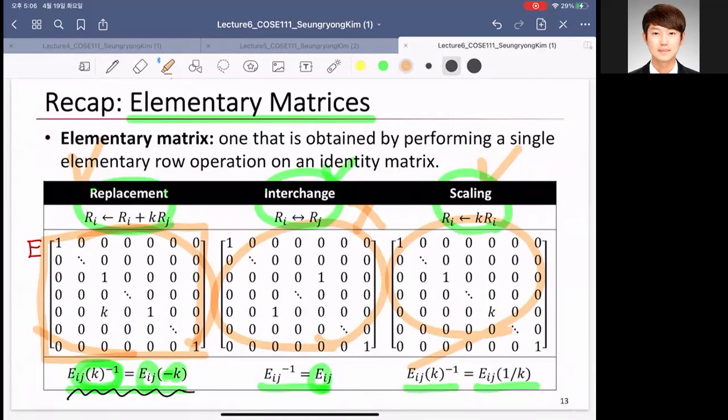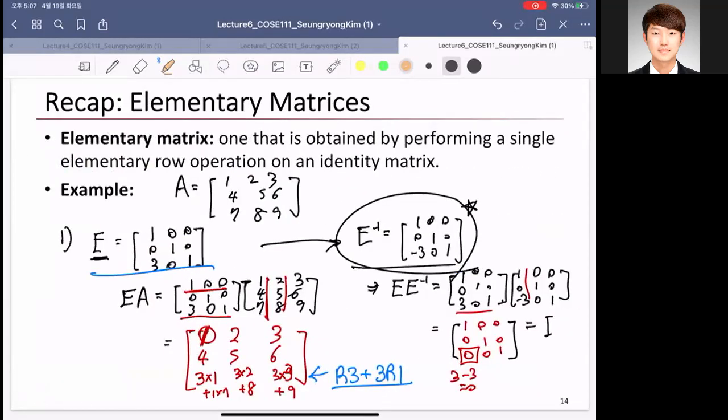Anyway, how do we LU factorize your matrix A? To understand this, we have to know elementary matrices, replacement and scaling. Right? So we also discussed the inverse matrix of the replacement matrix or the scaling matrix.